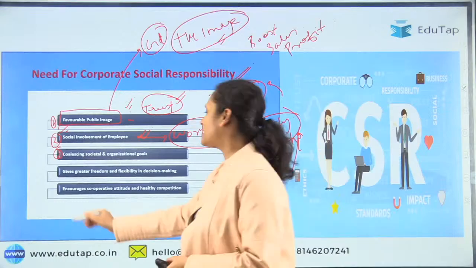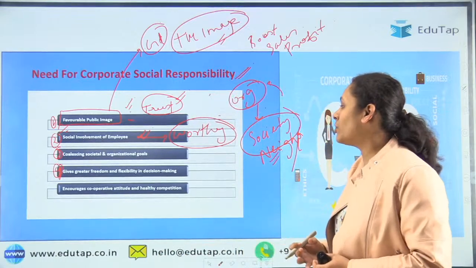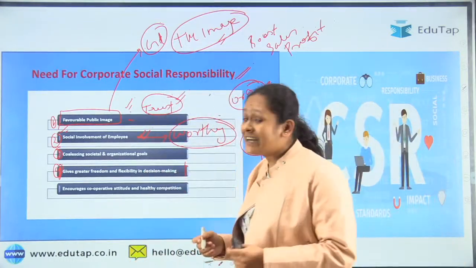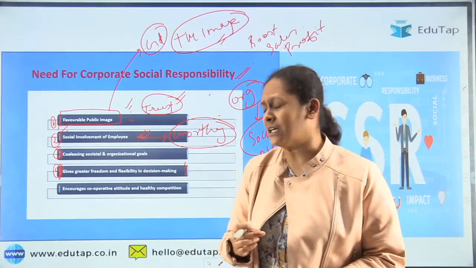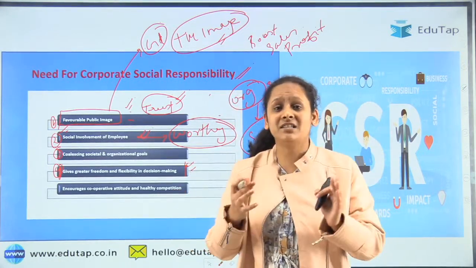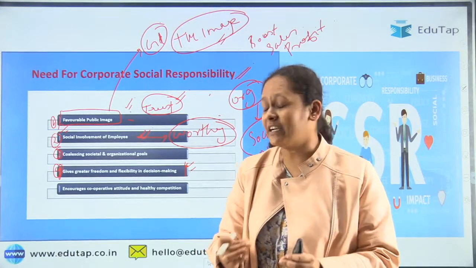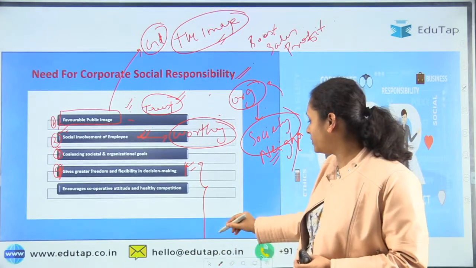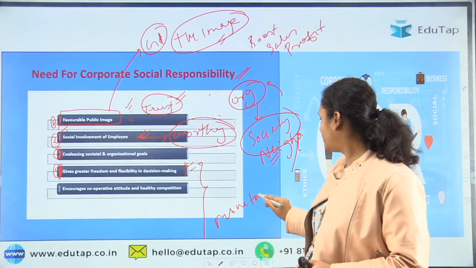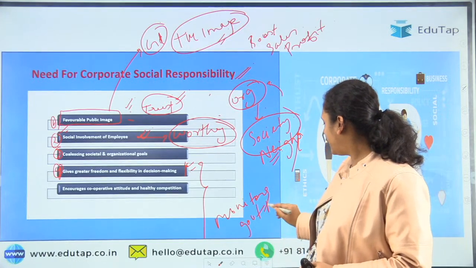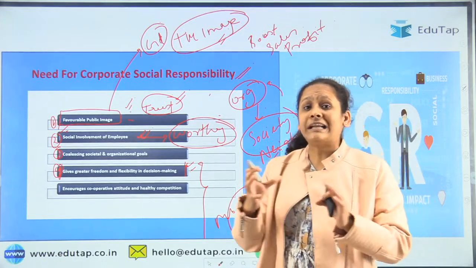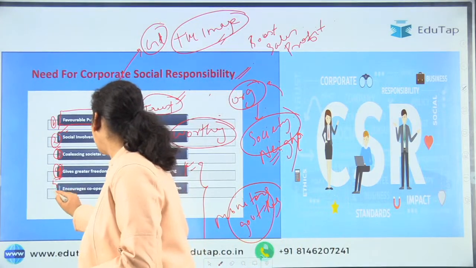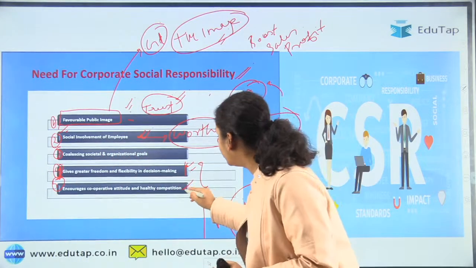Now the next need is that corporate social responsibility gives freedom and flexibility in decision making. When I say freedom and flexibility, you simply have to remember that once a company participates in corporate social responsibility activities, there is a reduction in the monitoring by the government or any regulatory body. They can freely make their own decisions. Okay? Now, the last need is that it encourages a cooperative attitude and healthy competition.